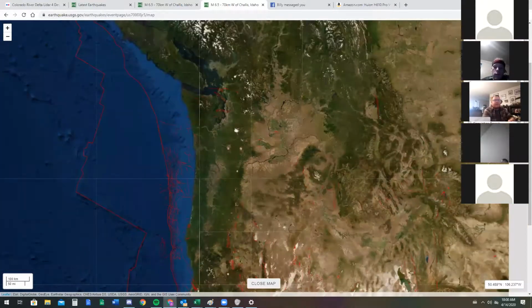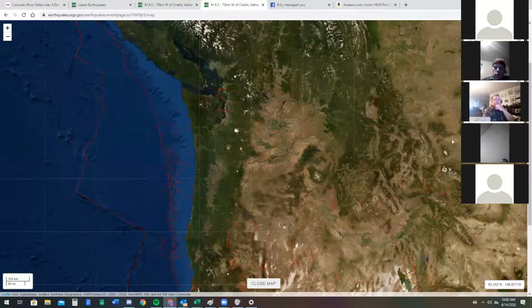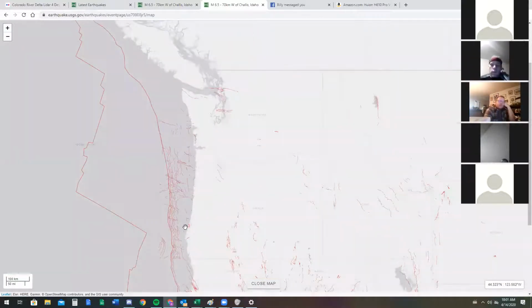I'm actually going to change something so you can see them a little bit better. Okay, so we see all these red lines. This is where stress is building up, and this is where microfractures have happened. This is where little earthquakes have happened. So if you look here in Idaho, take a look at all these faults.